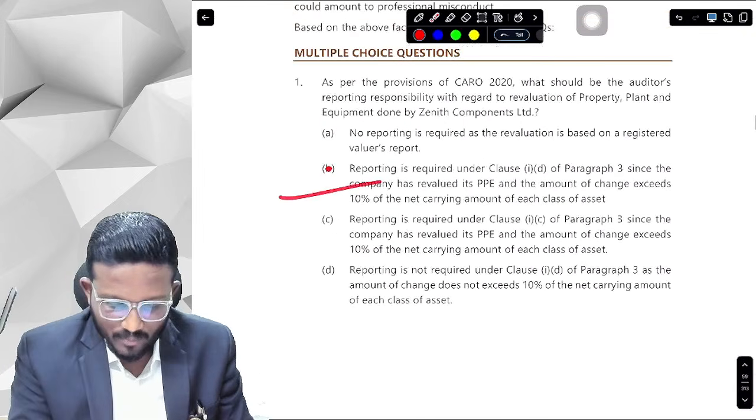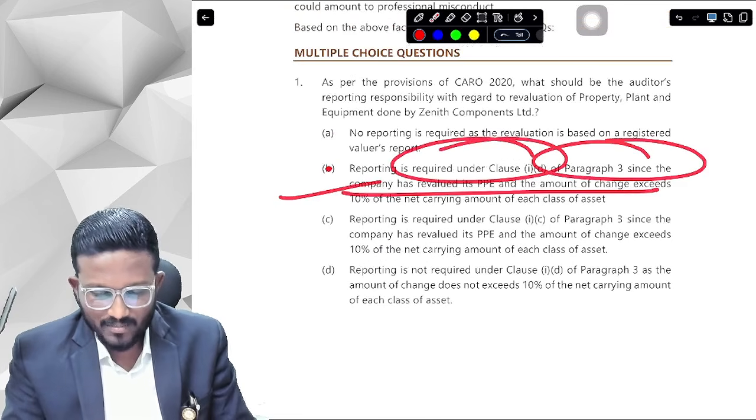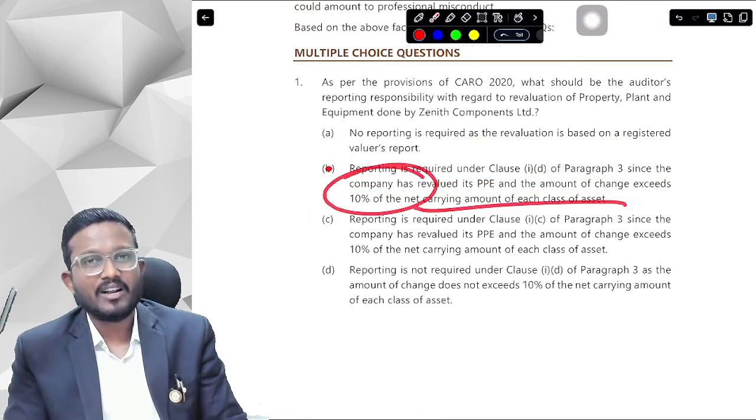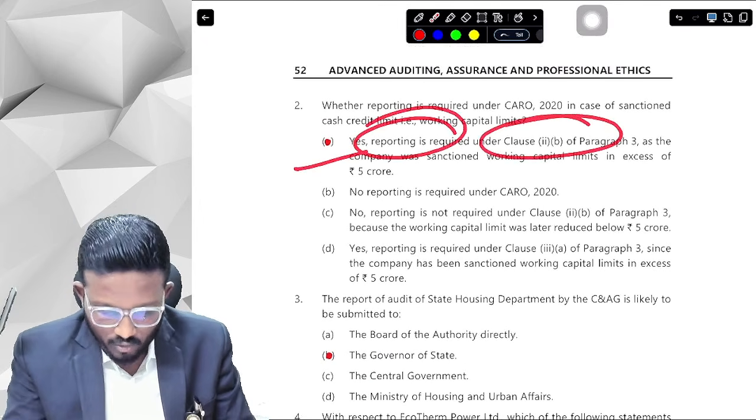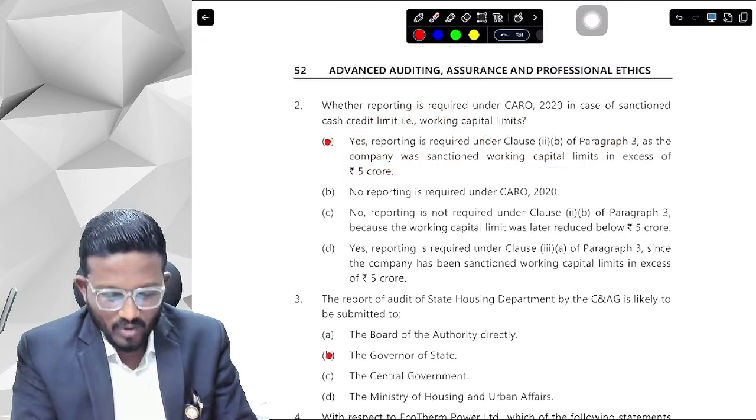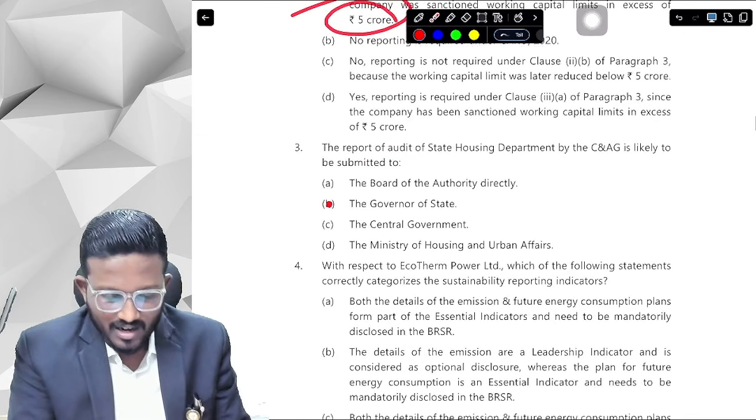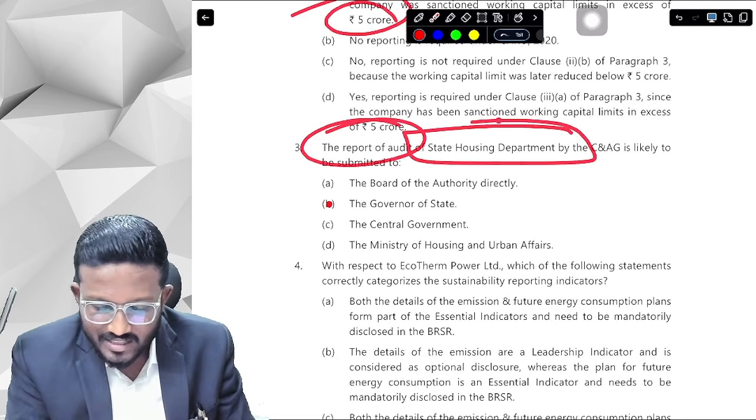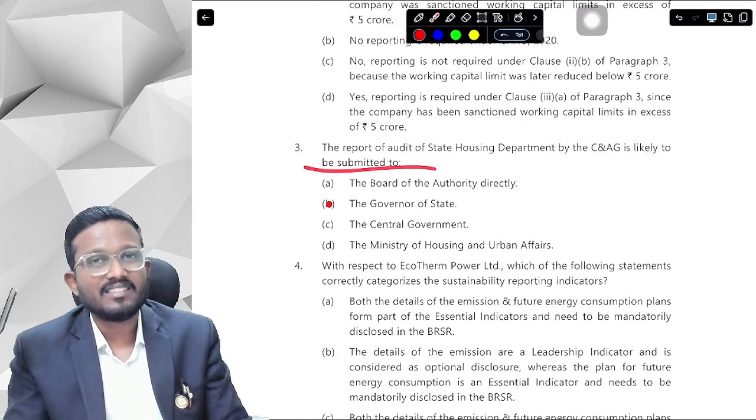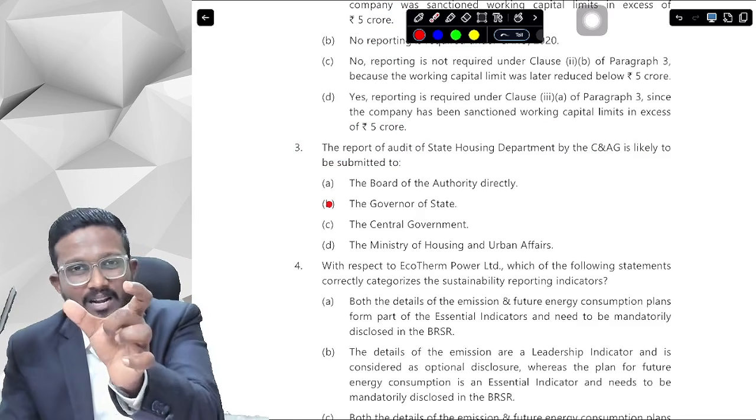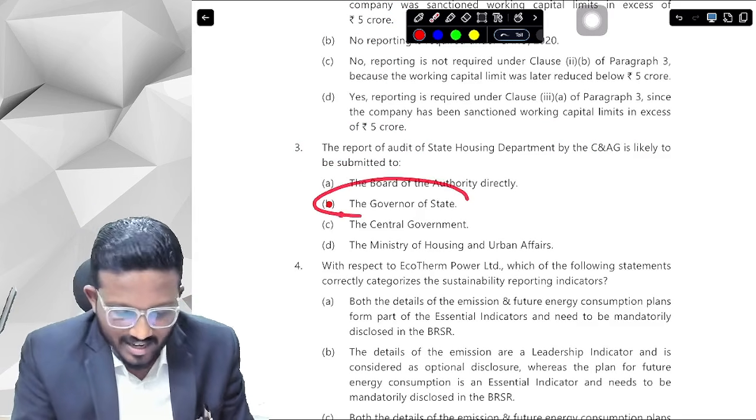Okay, yes sir, so here reporting is required under clause 1D since the company has revalued the amount and the revaluation amount exceeds 10% of the net carrying value. Second is reporting required under clause 2B as well because the sanctioned working capital limit was more than 5 crore. Okay, yes sir, there was a report of audit of State Housing Department by CAG. Now where we have to submit this report, sir? So this is a state government department, so we have to submit it to the governor of the state.